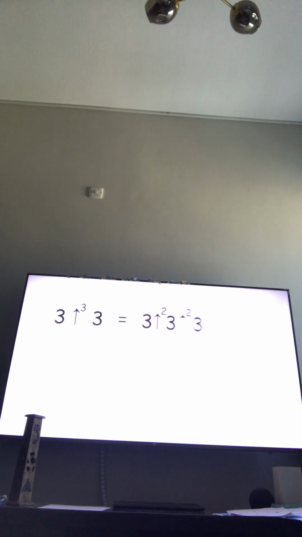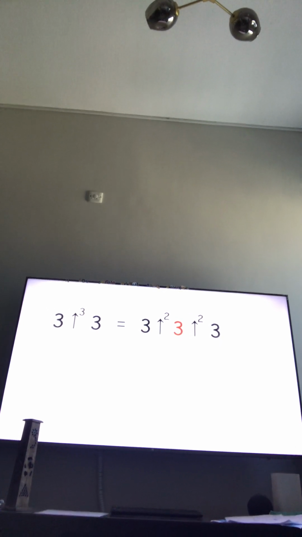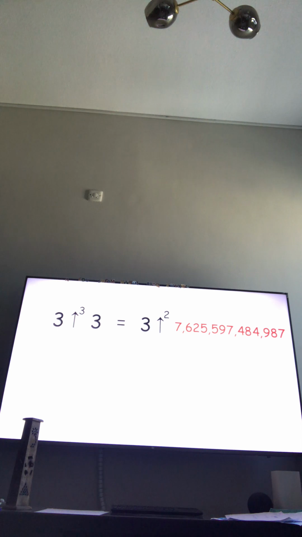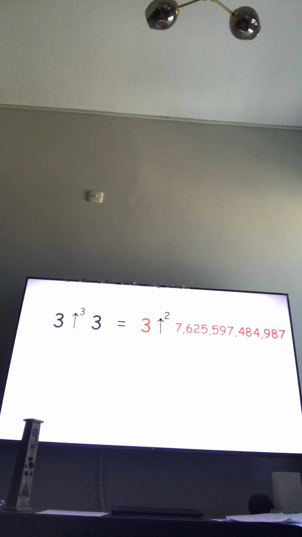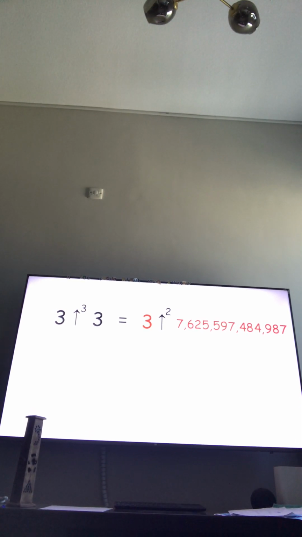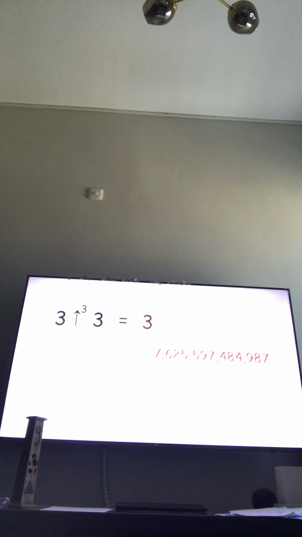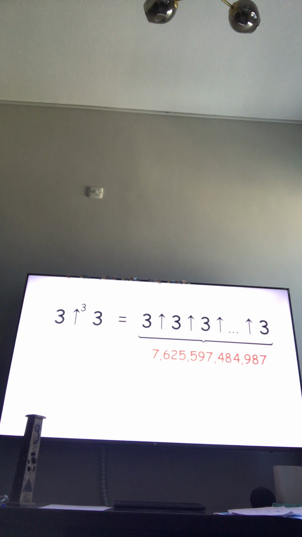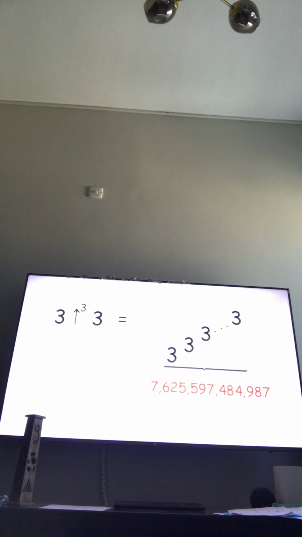What about 3 triple arrow 3? That's equal to 3 double arrow 3 double arrow 3. 3 double arrow 3, as we've known earlier, is equal to 7.6 trillion. So it's 3 double arrow 7.6 trillion, which is 3 arrow 3 arrow 3 arrow 3 arrow 3, 7.6 trillion times.